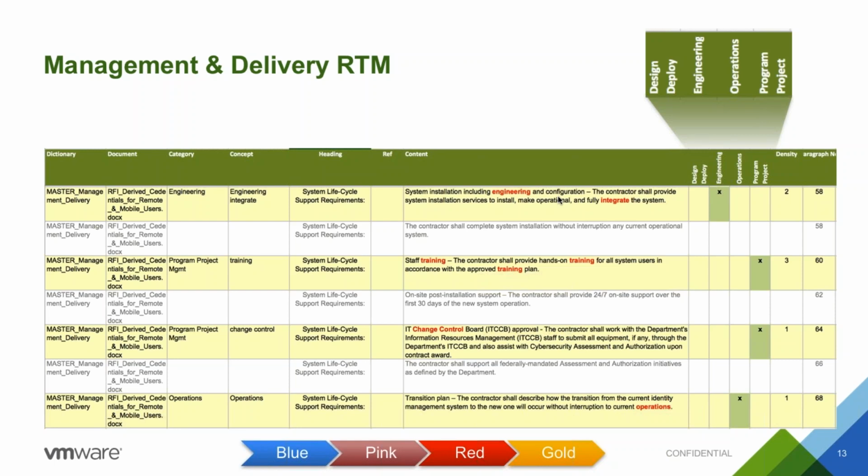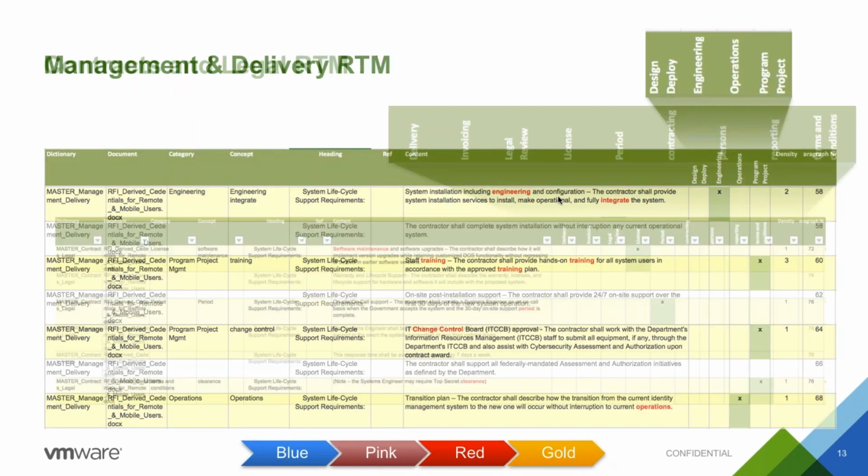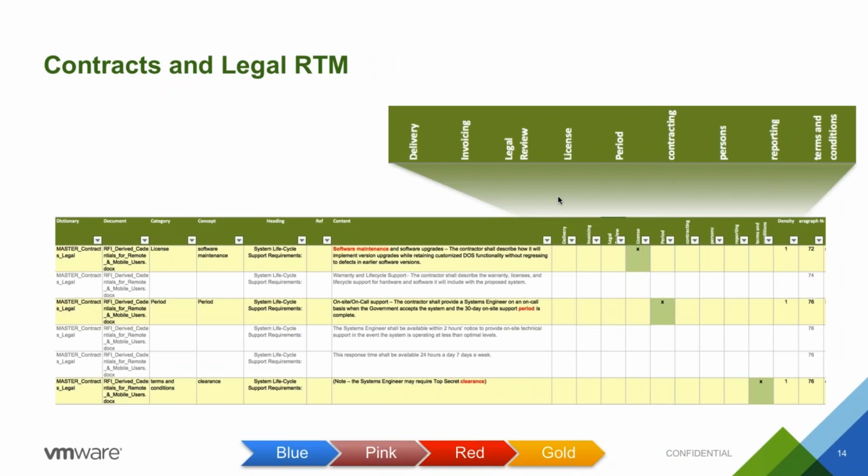In this case, you see the management and delivery. The categories here are related to professional services. So the professional services team would take this shred of the RFP and work on it, and identify areas that they may need to put particular emphasis on, or potential problem areas or gaps that they need to fill.